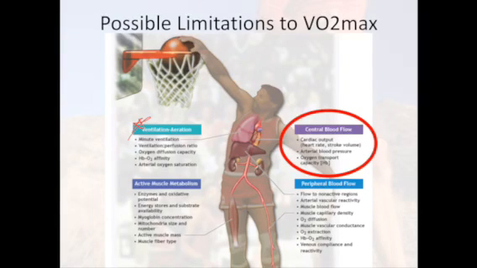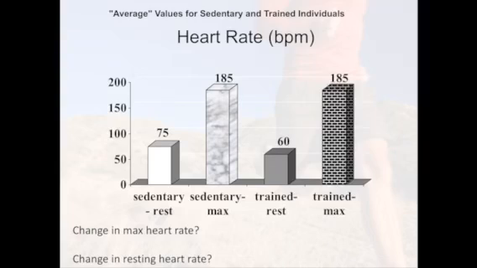Done with that. Let's move over to central blood flow now, or the heart. How does the heart change with exercise? Okay, let's talk about heart rate first. This shows sedentary at rest, sedentary at max. This shows a trained person at rest, a trained person at max. Okay, so what do we see? Maximal heart rate, 185 to 185. So, no change. We don't ever expect a change in maximal heart rate with training.